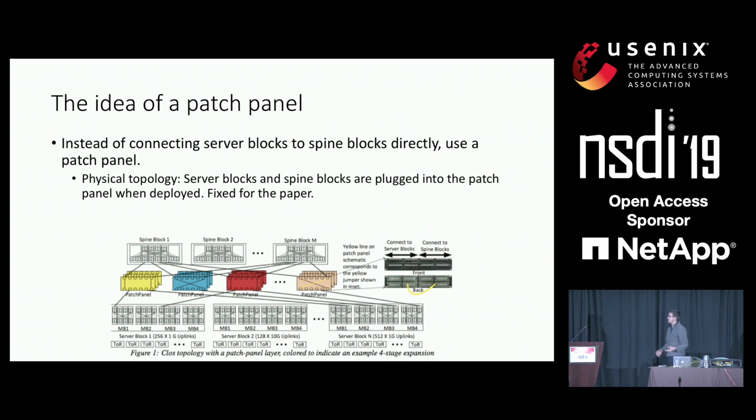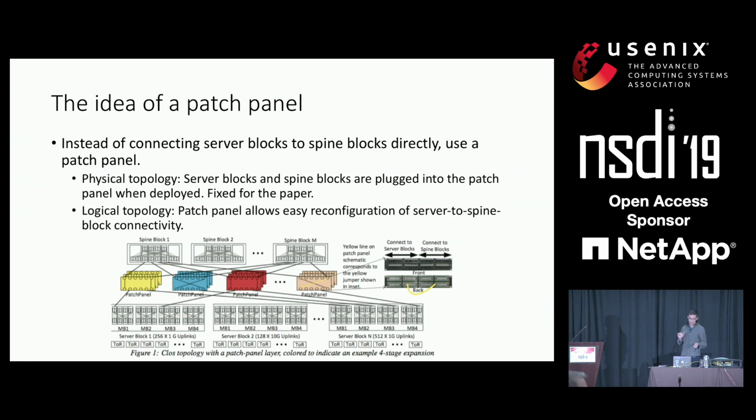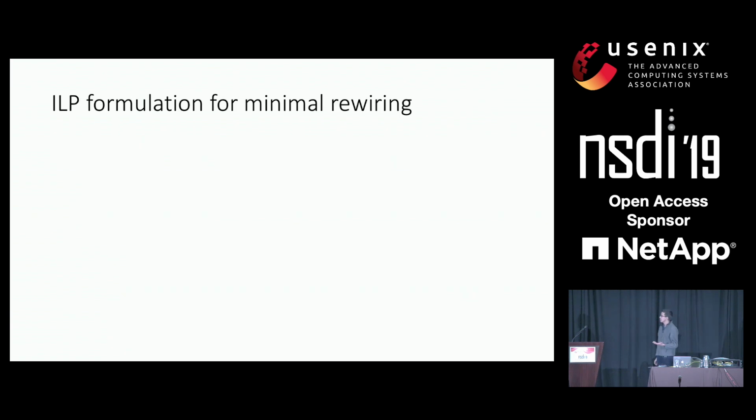So the physical topology is how the servers and spine blocks are plugged into the patch panel when it's first deployed. The logical topology allows the server to spine block connectivity to be reconfigured dynamically. So that, okay, I guess that yellow line, which is barely visible, is one example of that connectivity. So the paper essentially comes up with this nice integer linear program formulation for figuring out which yellow lines should be connected with each other.